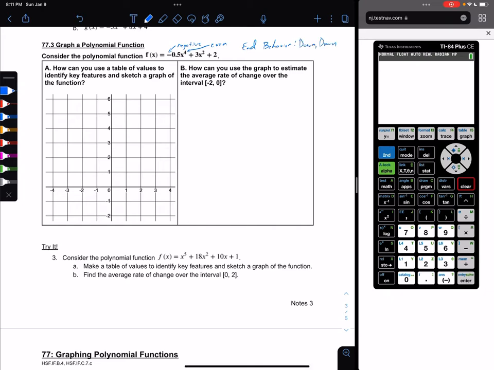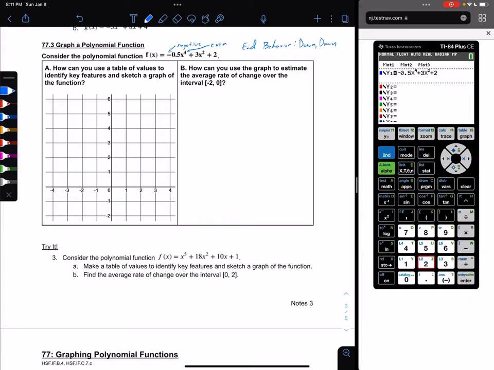Okay, so let's type this into our calculator, and then we're going to use the calculator to come up with a table rather than doing this by hand. So I'm going to go to y equals and type in negative 0.5. Make sure you use the negative sign, not the subtraction sign there. And then x, make sure you hit the caret sign to the fourth power. And then we are going to add 3x squared plus 2. Okay, so always check, make sure that you have it typed in correctly. Negative 0.5 x to the fourth plus 3x squared plus 2.